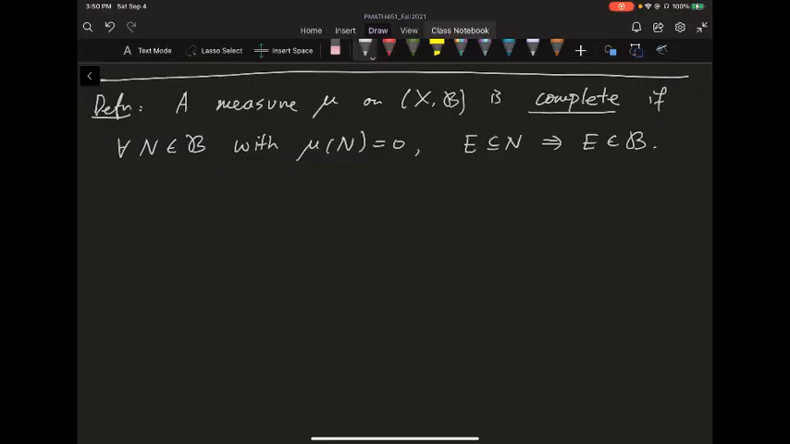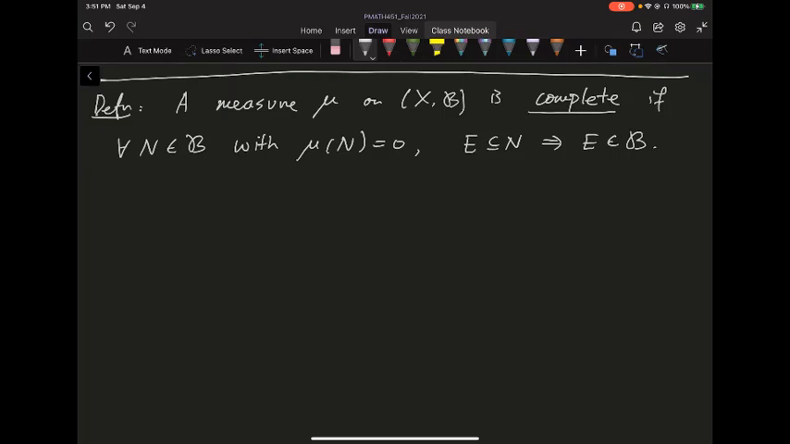In this lecture, we're going to go over this notion of a complete measure. So here's the definition. A measure on a measurable space is called complete if the following happens. Suppose I have a set with measure 0. Then any subset of this measure 0 set N is going to be measurable. It's going to be inside this sigma algebra.